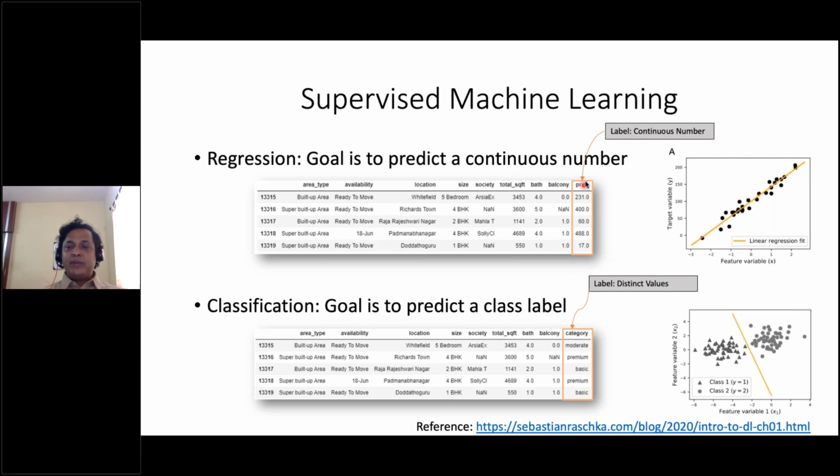So in that case, I'm not predicting a continuous number. I'm predicting a distinct value, a discrete value, which is called a category. In our house price problem, instead of predicting the price of the house, we predict whether this house is very costly. Is this house very costly? Yes, it's a premium category house. Maybe that will help to serve the customer segment better.